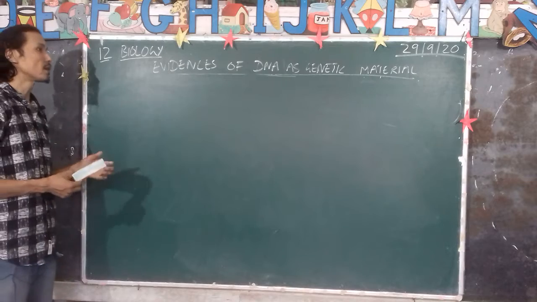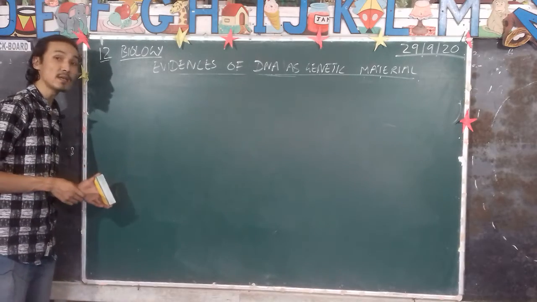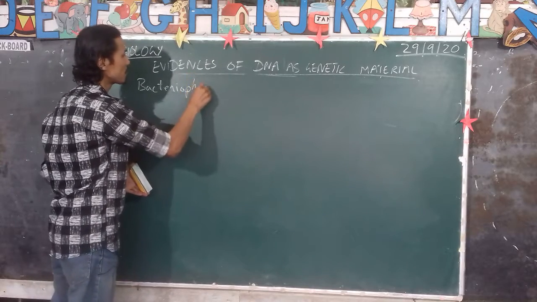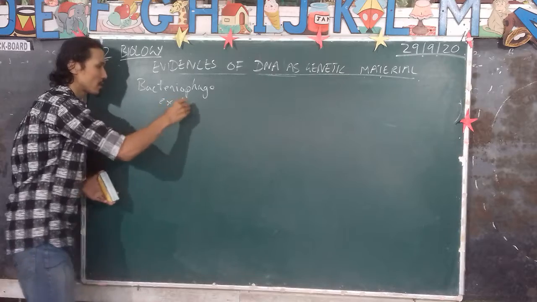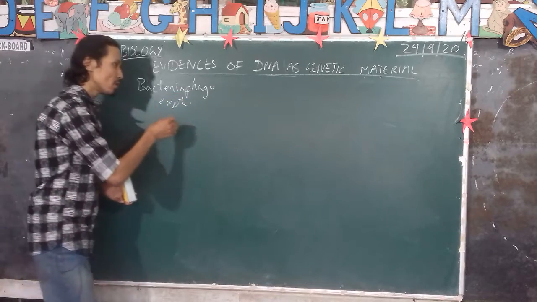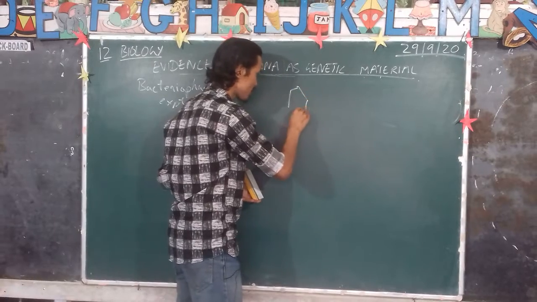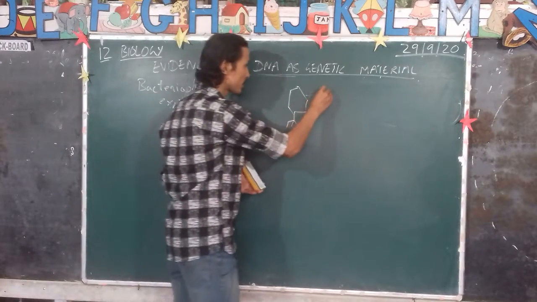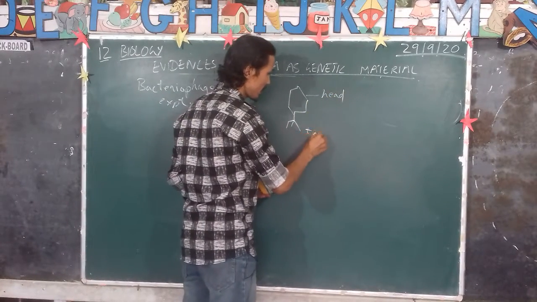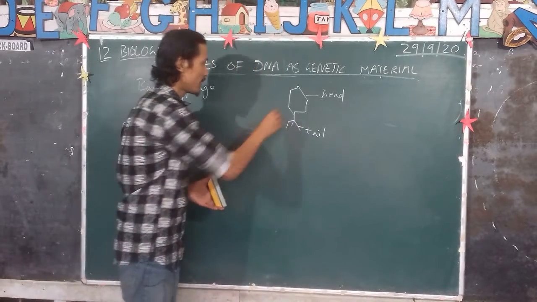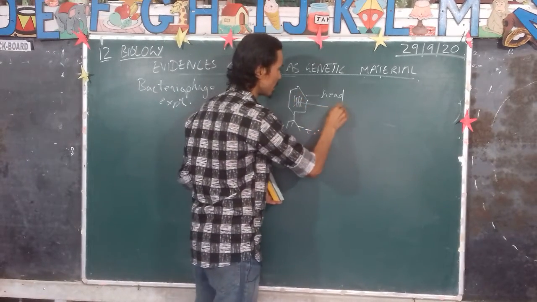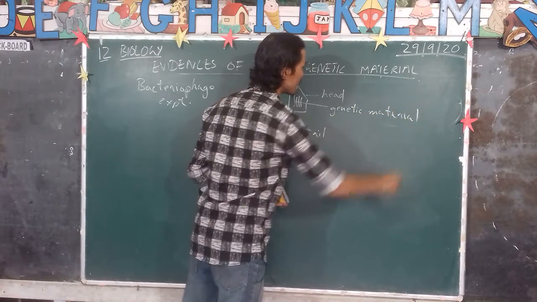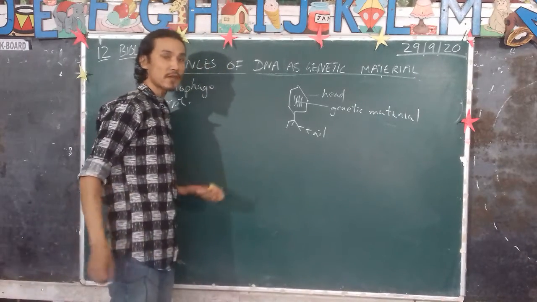Another conclusive experiment was performed by Hershey and Chase, also known as the bacteriophage experiment. A bacteriophage is a virus which consists of a head and a tail. The head contains the genetic material. Bacteriophage is a virus which infects bacteria.